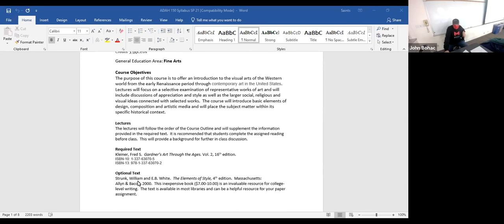And the optional text, Strunk and White, Elements of Style. It's a very small book, but it's basically about writing and how you construct sentences, how you construct paragraphs, and so on. It is, as it says here, an invaluable source for college level writing. And it's available in most libraries. You want to know how old this is? Well, I don't really know, but it's what I used when I was in college. So there you go. If the pages start falling apart because of dry rot, buy a newer copy.